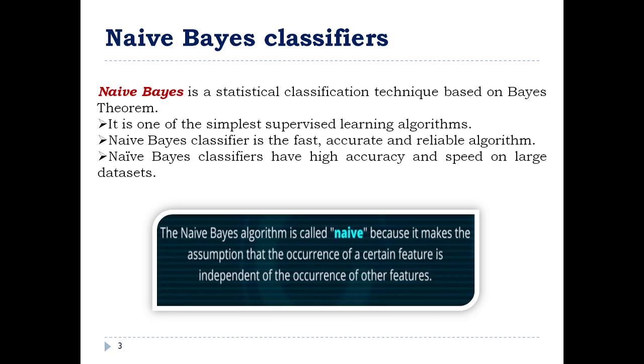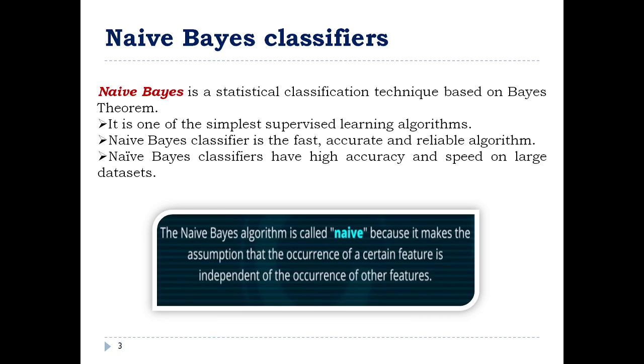So first we'll see what the naïve Bayes classifier is. Naïve Bayes is a statistical classification technique based on Bayes theorem. It is one of the simplest supervised learning algorithms. The naïve Bayes classifier is a fast, accurate and reliable algorithm, and it has high accuracy and speed on large data sets.